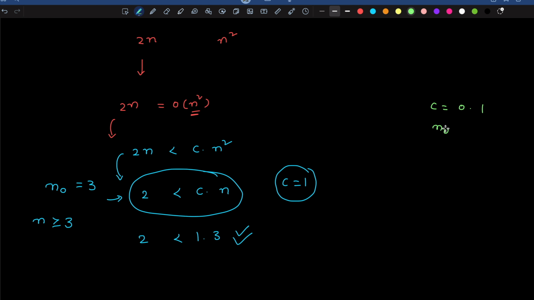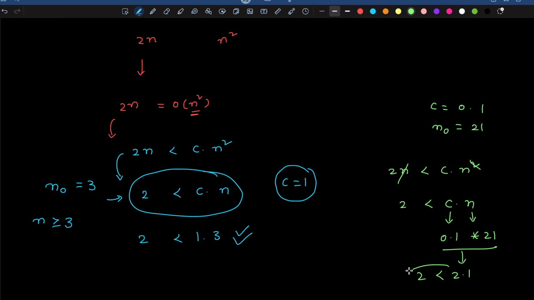So I can take my value of n0 as, let's say, 21. What is my expression here? 2n less than c into n square, and n will get cancelled. If you divide by n on both sides, you get the expression 2 less than c into n. My value of c is 0.1 and my value of n is greater than or equal to 21. So 0.1 into 21 means the entire value will be 2.1. Again, this inequality holds, right?